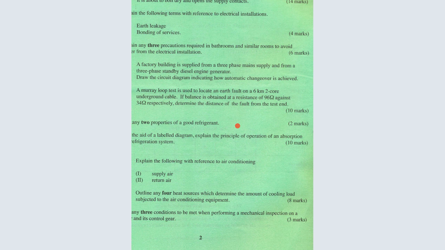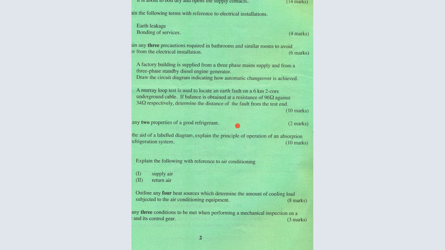Hiyo tutafanya aje? Utajiuliza aje? Inamaanisha a balance is obtained at a resistance of 96 against 34 respectively. Inamaanisha the balance is obtained at a resistance of 96. Inamaanisha the fault is in between the distance of 96 ohms from the start and the distance of 34 from the end. Sindio? Against 34 respectively.